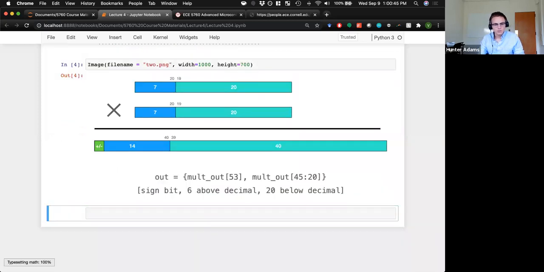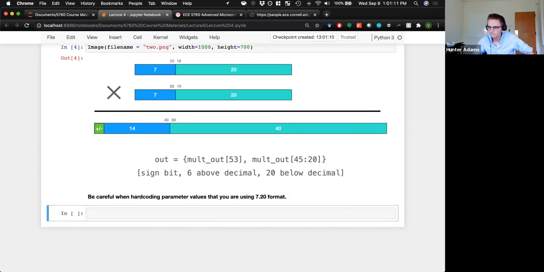All right, I'm just going to make a note of that. Be careful when hard coding parameter values that you are using 7.20. A very easy mistake to make.